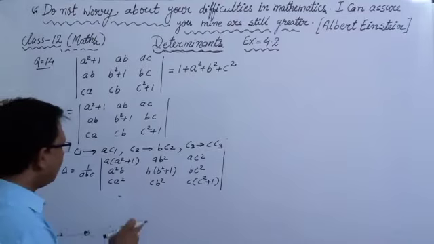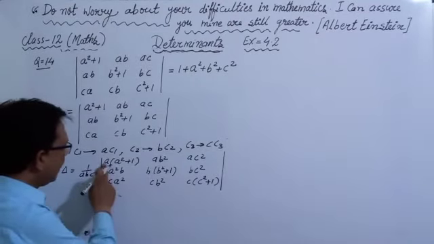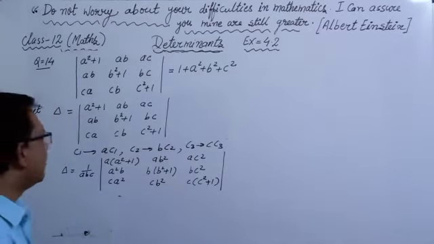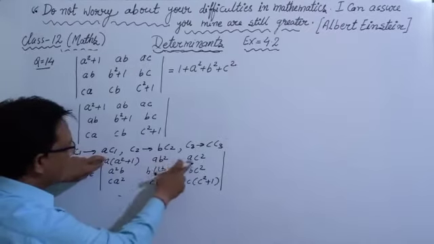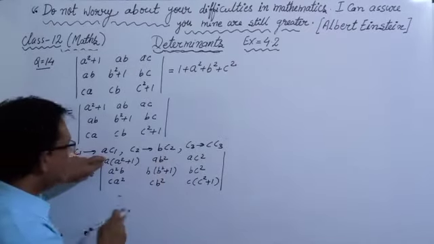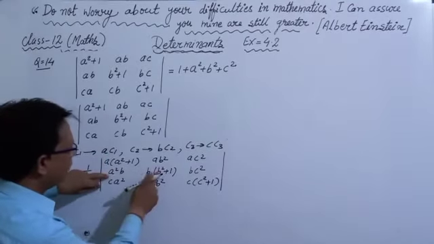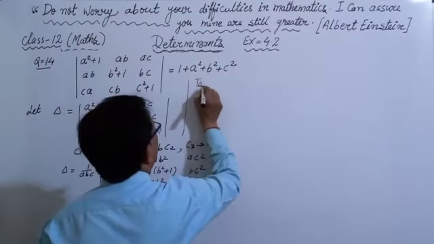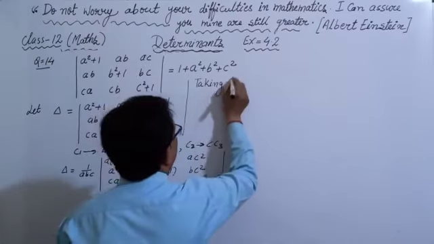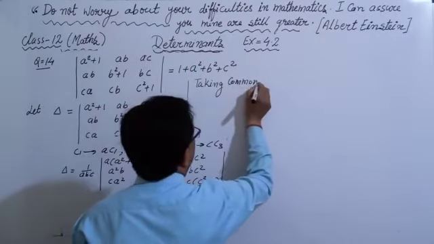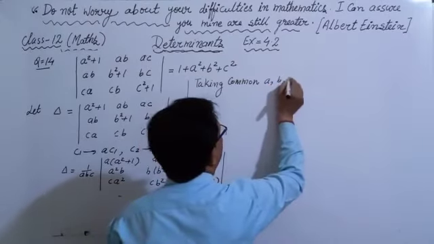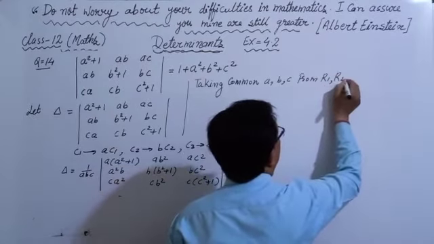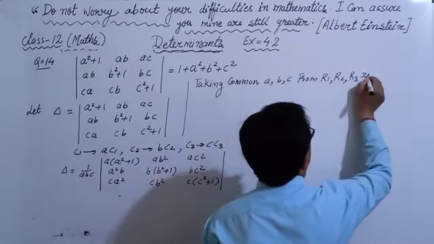Okay. Now we take common. We take common a from R1, b from R2 and c from R3 to make the symmetry. If we take a common here, here and here, we get a square, b square, c square. Similarly, if we take b common, we get a square, b square, c square. Now taking common a, b, c from R1, R2, R3 respectively.